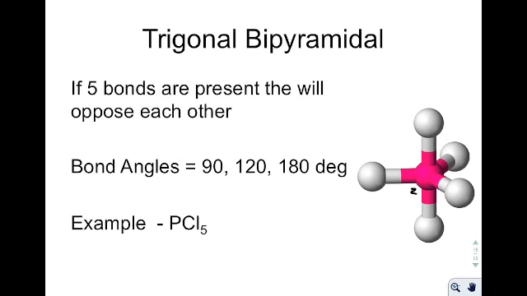An example of this is phosphorus pentachloride, and you would say that this is an exception to the octet rule because it has the ability to bond to 5 things. That would mean that it has 10 electrons around its central atom.